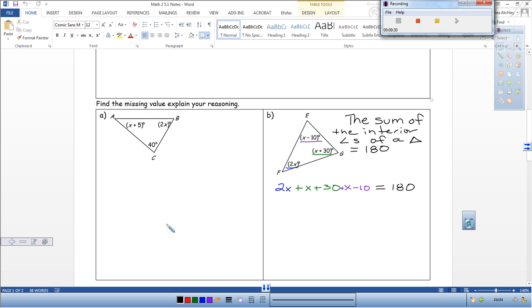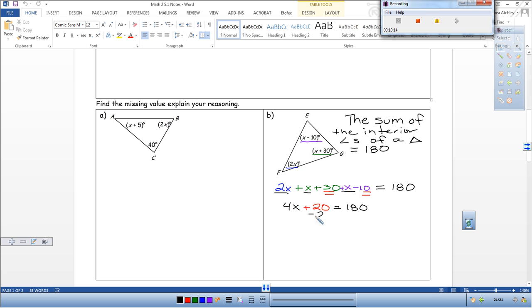Okay, now we're just going to solve that equation by combining our like terms. I'm going to add 2x, x, and x. So 2, 3, and then 4. So there's 4 x's. Then I'm going to combine the 30 and the negative 10. They're opposite signs, so I'm going to subtract and get plus 20. It equals 180. Any questions over that?